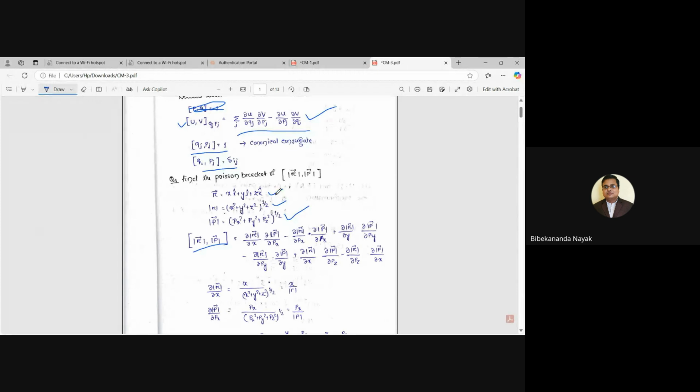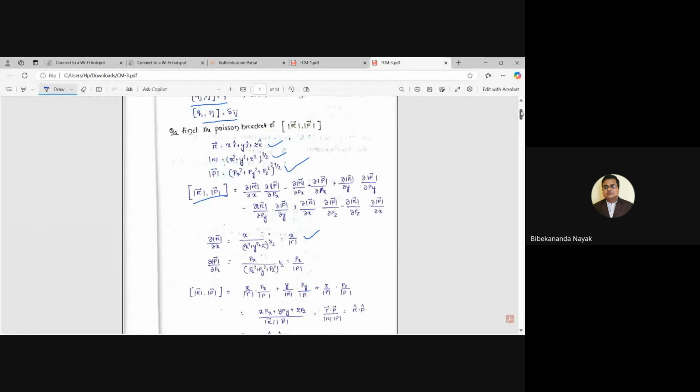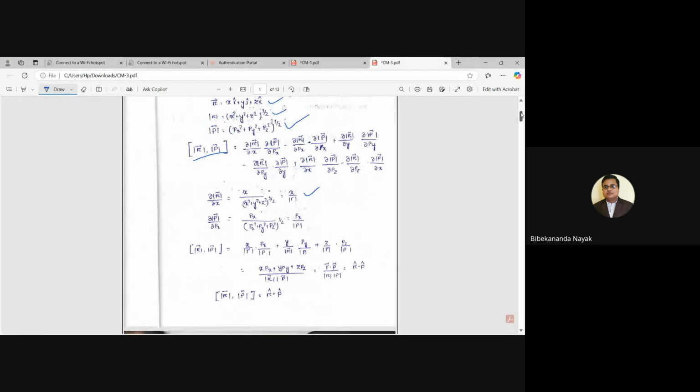r is given, mod is given. Del |r| by del x is equal to x by |r|. Similarly, del |p| by del px is px by |p|. So putting all the values, we found x px by |r||p|, y py by |r||p|, z pz by |r||p|. That is x px plus y py plus z pz. It is actually nothing but the dot product of r dot p. A dot B means AxBx plus AyBy plus AzBz. So r dot p divided by its magnitudes leaves only the vector part, r cap dot p cap. So the result will be r cap dot p cap.